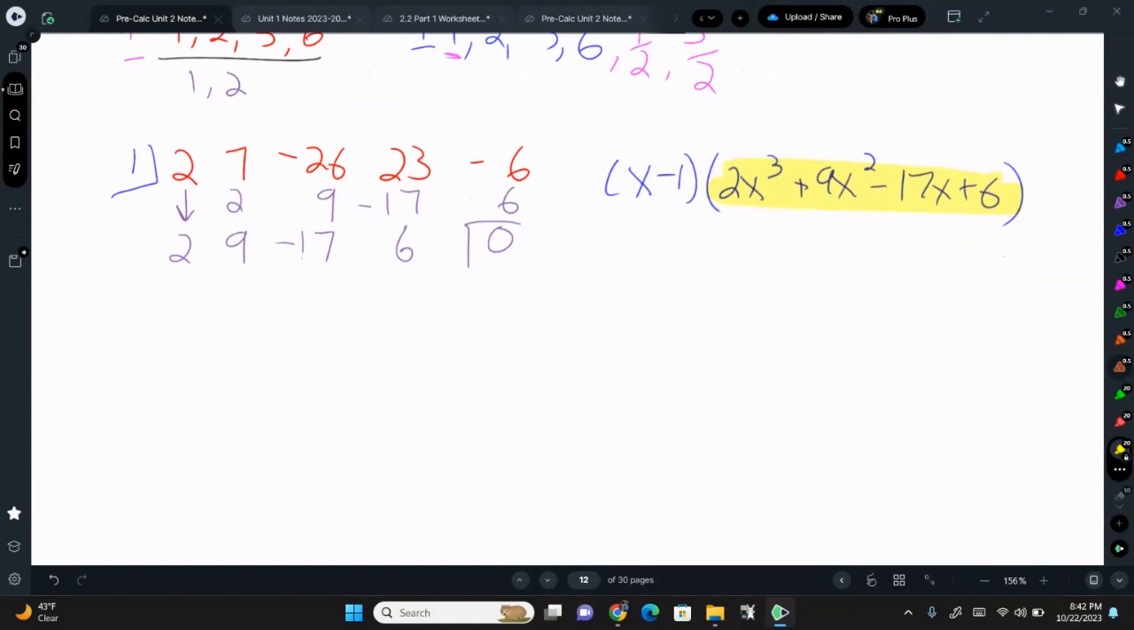But unfortunately, we can't, so we have to do synthetic division again. And I'm going to try it with 1/2 this time so that you can see how you would do synthetic division with a fraction. So now we're going to synthetically divide the 2x to the third plus 9x squared minus 17x plus 6.